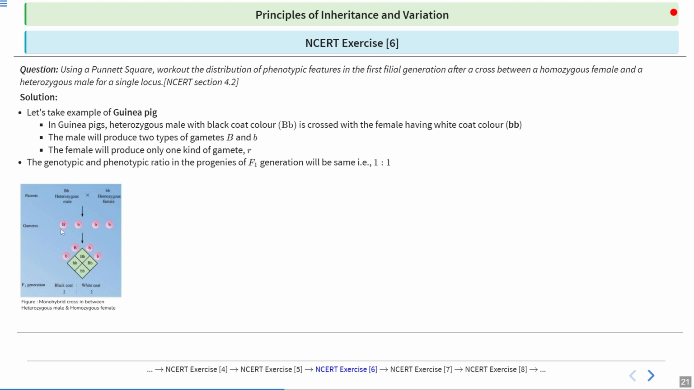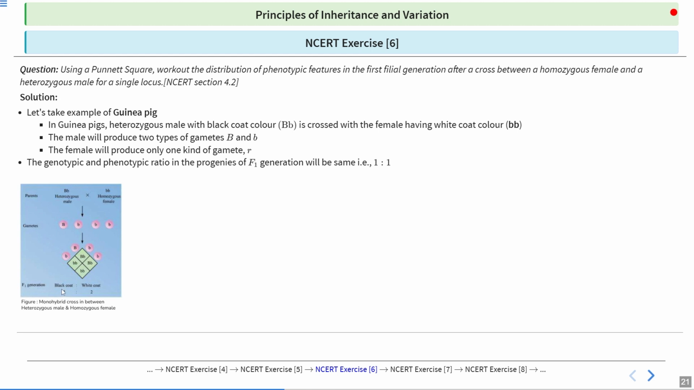Okay, gametes, you can write the gametes which are being produced here. This heterozygous individual is producing two kinds of gametes. Homozygous will produce only one kind of gametes. Then you can make a Punnett square. On one side you will write the gametes of the female, on the other side the gametes of the male. Then you can make all the possible combinations and you can calculate the genotypic and the phenotypic ratio here.